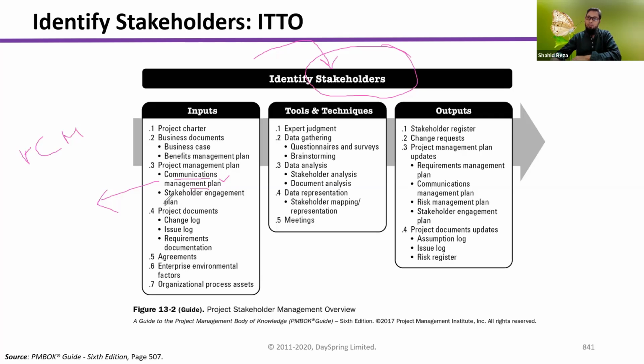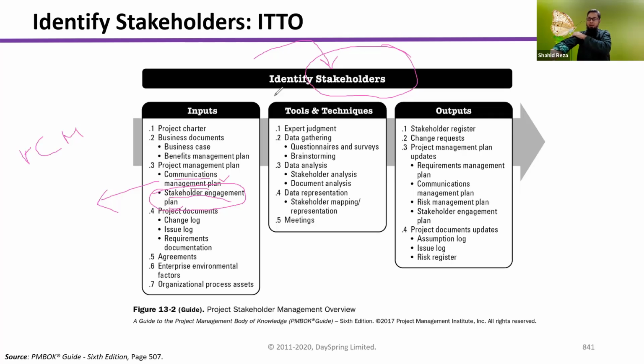For example, in an organization where there is a PMO office, you always have to make a plan to communicate with your PMO office in different situations, at different times. So that communication plan will help you to identify the PMO office as a stakeholder. Then the stakeholder engagement plan, that we have not seen here yet. That will come in the next process, so initially maybe that is not required.